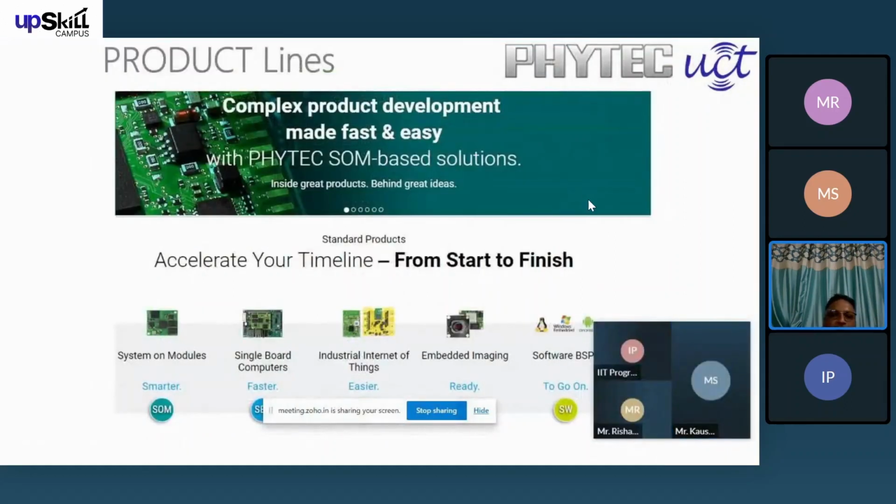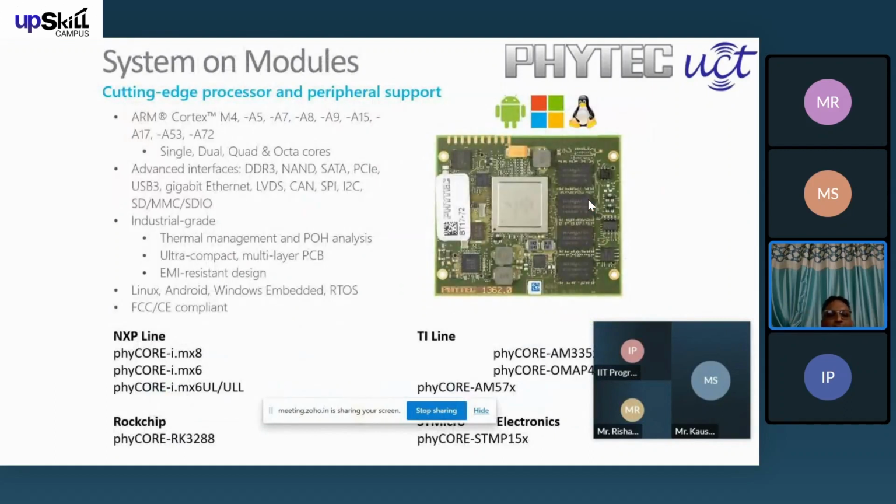As I have told you, we are basically a product manufacturing company which designs system on module, single board computers, industrial Internet of Things, and imaging solutions, and we also make embedded software, that is device drivers and compilers, for digital transformation. This is a small example of system on modules, where we are working with NXP, TI, ST Microelectronics, and Renesas. A system on module is a unit having a processor and advanced interfaces like memories such as DDR and NAND, and then input output like PCI, USB, and gigabit Ethernet. For display, we have LVDS and RGB. And for the automotive industry, we have CAN port, SPI, and I2C. These modules are industrial grade, ultra compact, multi-layer PCB, manufactured in our Germany office and our US office. This is our main product which we are selling.